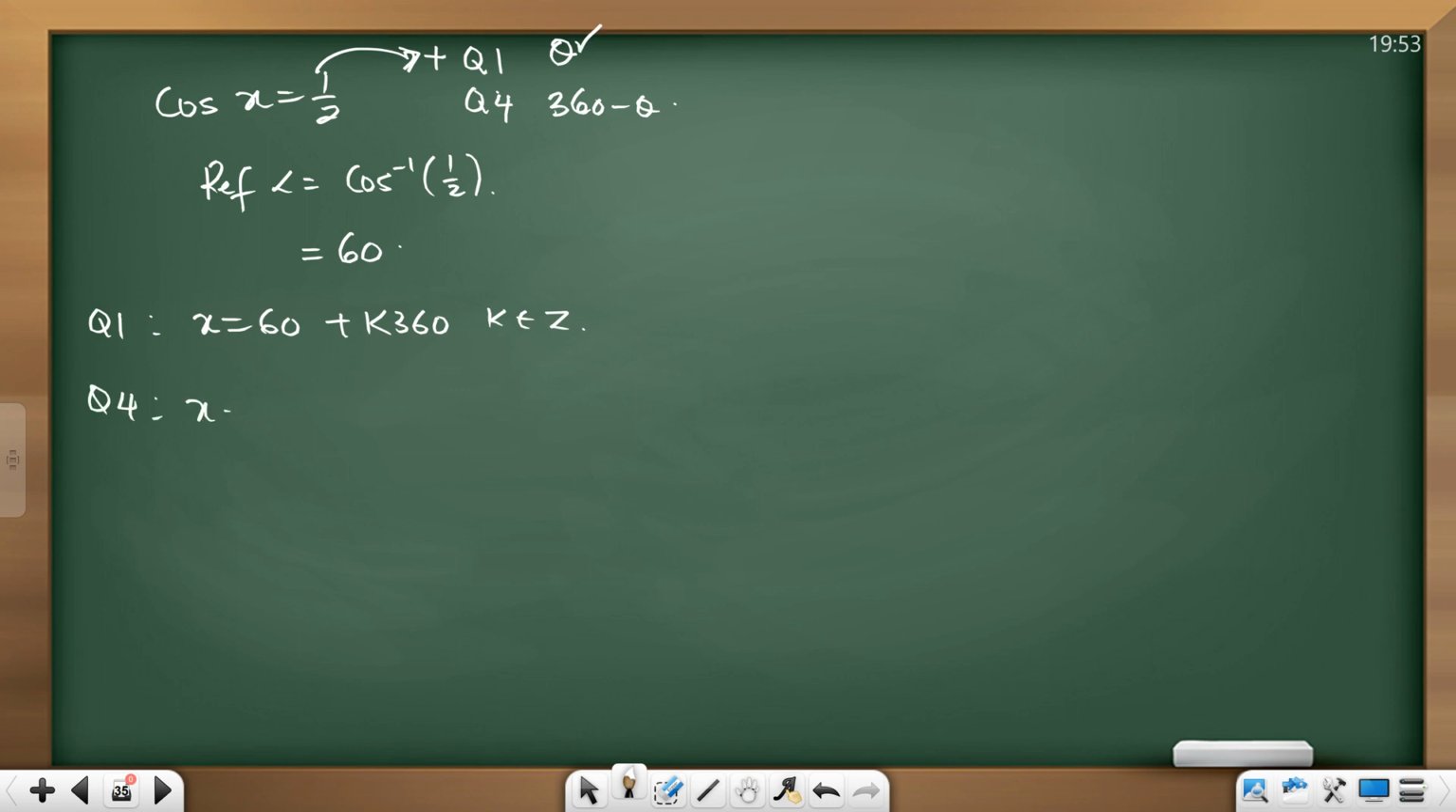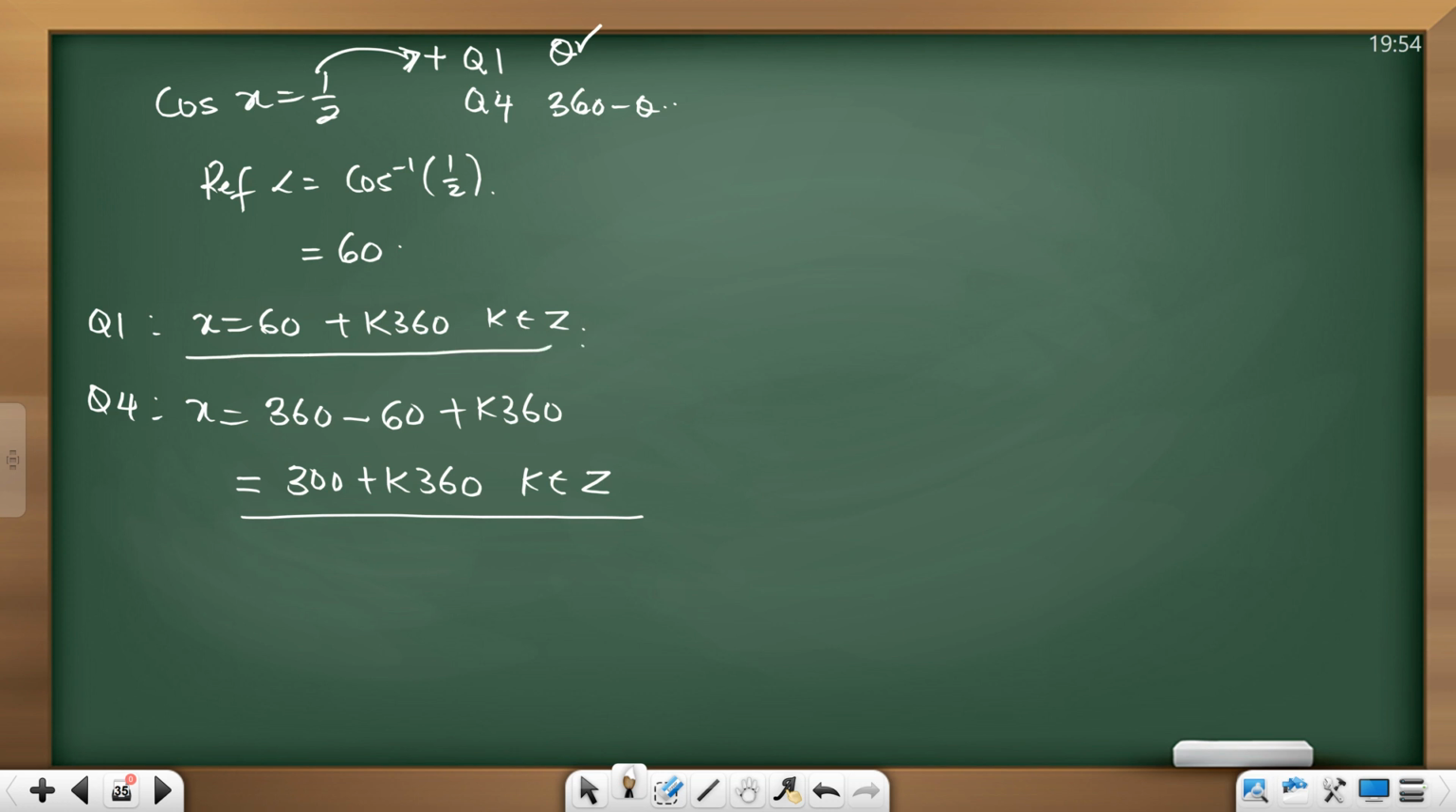Q4. x equals, what's my reduction? 360 minus reference angle, which is 60, plus k 360. What is this? 300 plus k 360, k being an element of integers. I've got my 6 marks. Done. General solution.